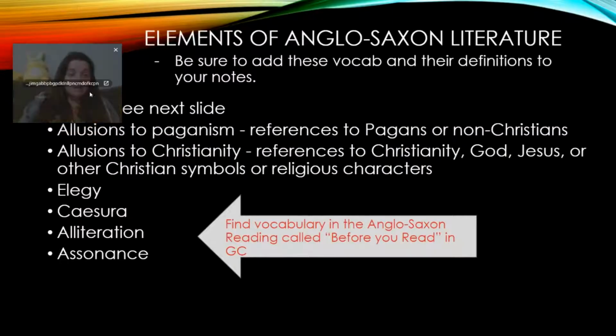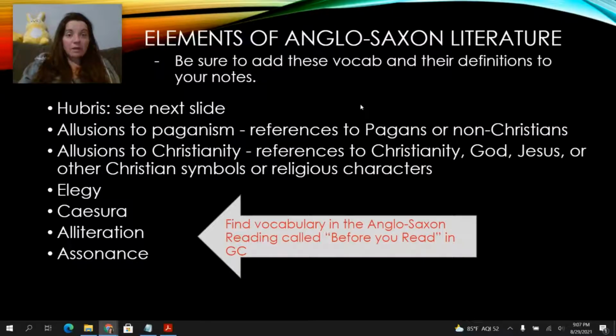So we're going to end the lecture today by talking about some of the vocab that you're going to need as you're reading the poetry this week. So elements of Anglo-Saxon literature. And as always, just like with all of these lectures and any of the information shared in the lectures, but definitely with vocab words, you want to make sure you're adding this information to your notes. So you should have been taking notes the whole time you've been following along with this lecture, as I talked about in the beginning. So please make sure that you're adding these words to your notes.